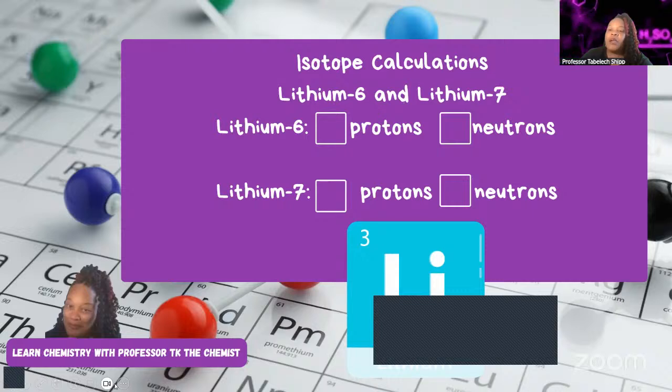upon their mass numbers. So in this first example here for lithium 6, if I told you that the protons is 3, you know you're just looking at the atomic number. So for both of them, that is the number 3. Now to get your neutrons, just subtract the 6 minus the 3, and you get 3 neutrons. Same thing for lithium 7. You're going to say 7 minus 3, and you end up with 4 neutrons, okay? It is that simple.